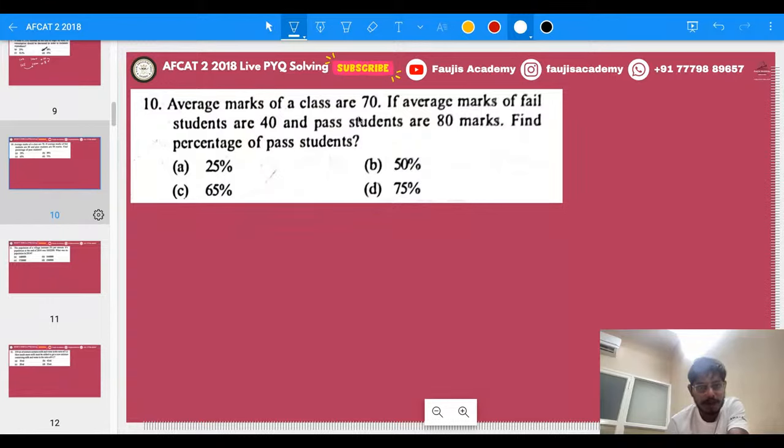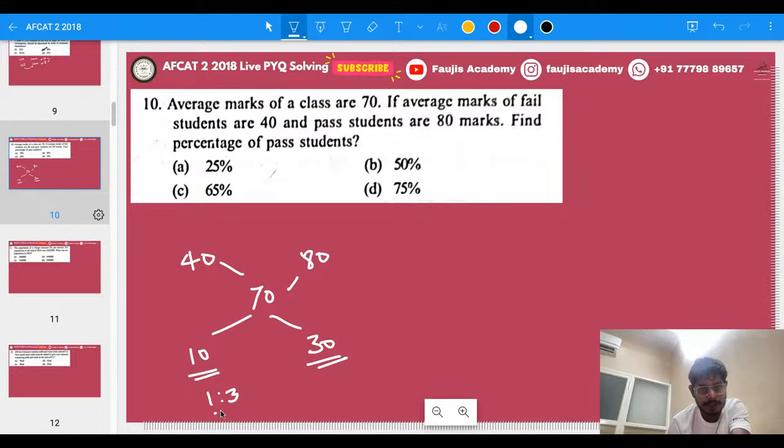Average marks of a class is 70, right down in the middle. Fail candidates' marks are 40. Pass candidates' marks are 80. That means over here is 10. Over here it's 30. Fail and pass candidates are in the ratio of 1 is to 3. So how many pass? Find the percentage of pass students. That is 3 by 4, which is nothing but 75 percent.